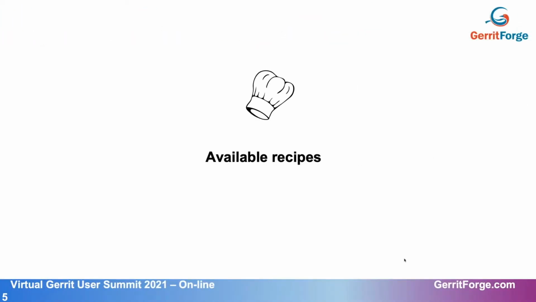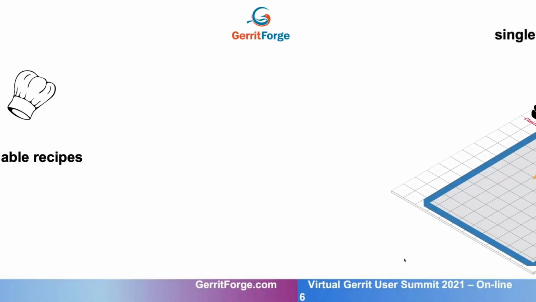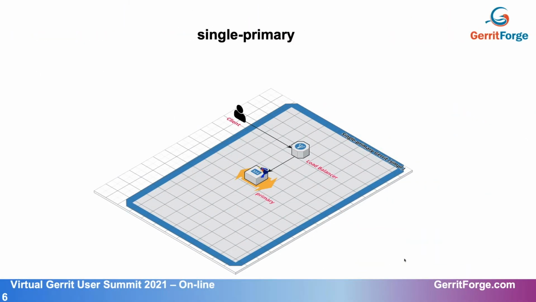I was planning to go through the available recipes that at the moment are part of the AWS-Gerrit project, and then we can look at them together. And then in my demo, I'm going to show you one particular one of these recipes. I'm going to go from the most simple to the most complex. And so we start from this very simple graph, which is the simplest recipe that we have available.